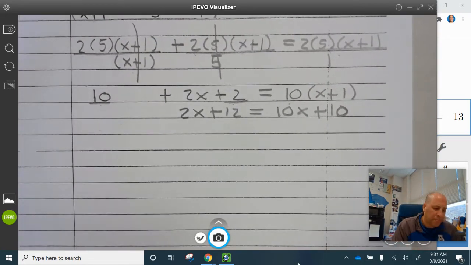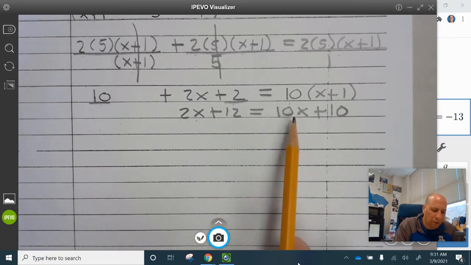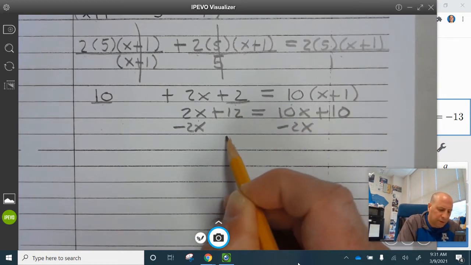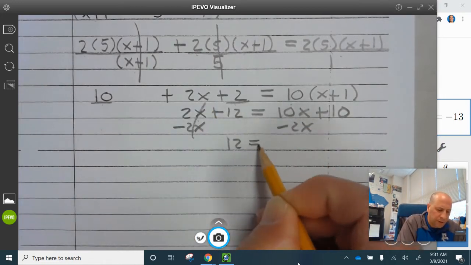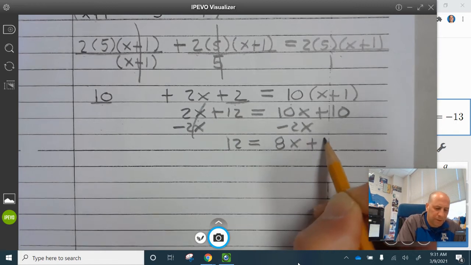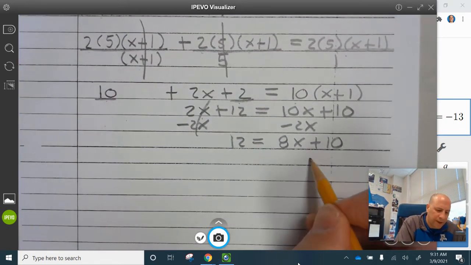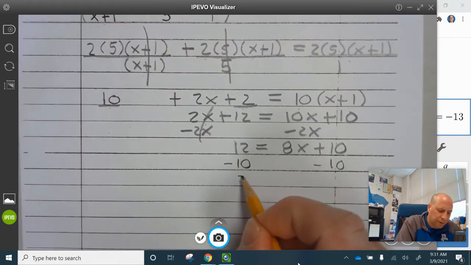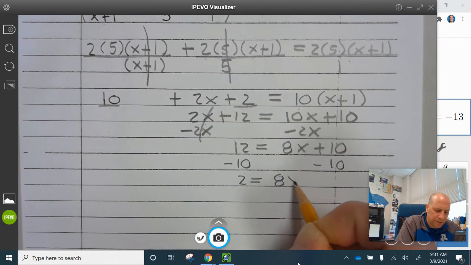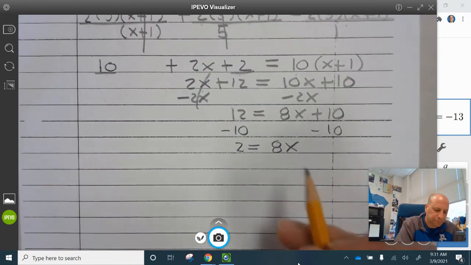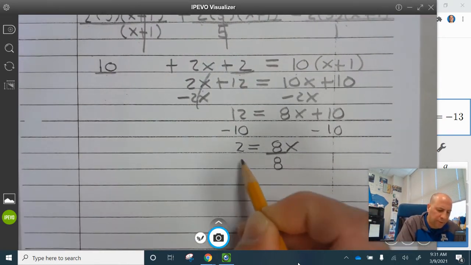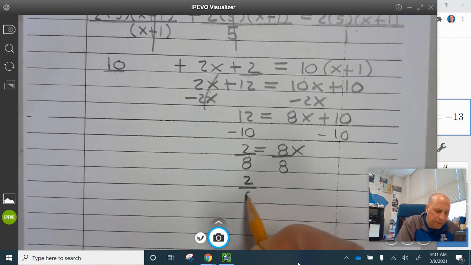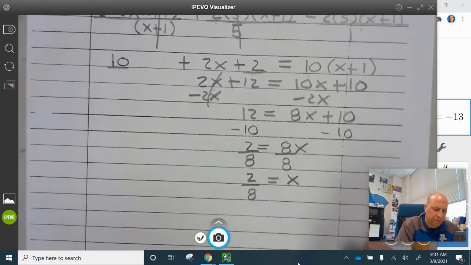So now whenever solving, you want to subtract the smaller x from the bigger x. We're going to subtract 2x from both sides. So then that cancels, you get 12 equals 8x plus 10. Now you want to subtract the 10 from both sides. So then that's 2 equals 8x. We're going to divide both sides by 8. So 2 divided by 8 equals x.